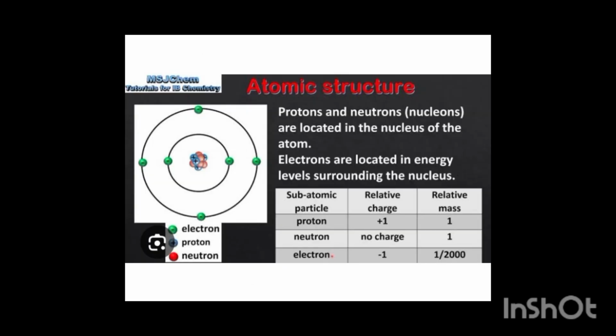Atomic structure: protons and neutrons, as a whole, are called nucleons and are located in the nucleus of an atom. Electrons are located in energy levels surrounding the nucleus. Now, subatomic particles, relative charge and relative mass: protons have a relative charge of +1 and a relative mass of 1. Neutrons have no charge and a relative mass of 1. Electrons have a relative charge of -1 and a relative mass of 1/2000.